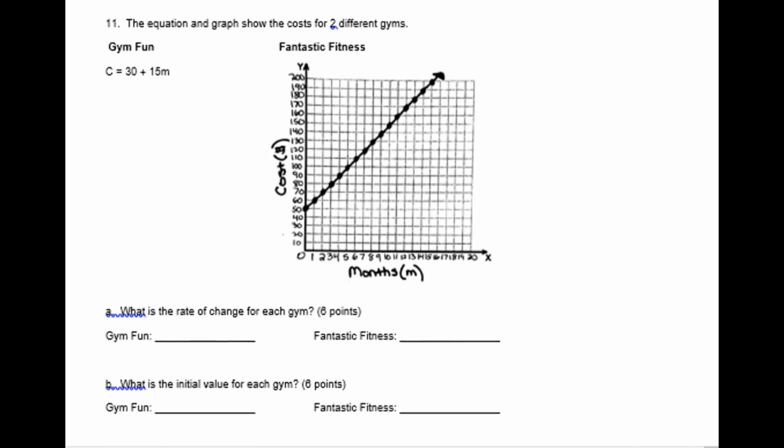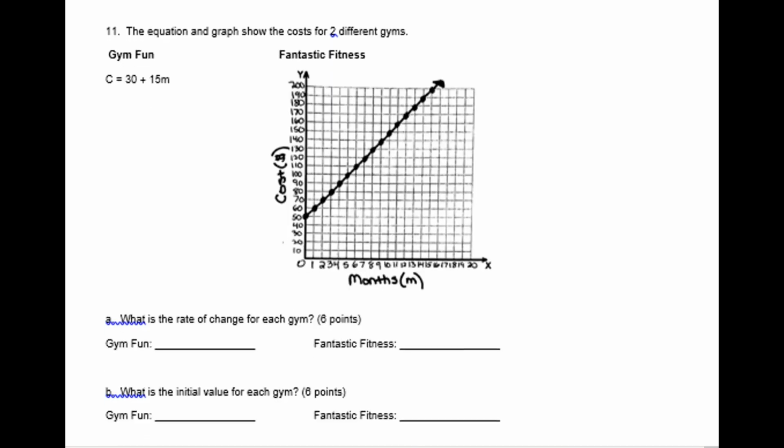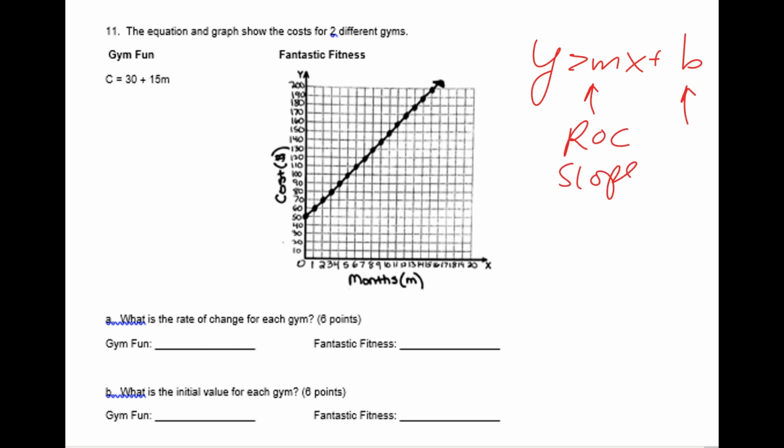The equation graph shows the cost in two different gyms. And so this is in the form of y equals mx plus b. M is your slope, which is your rate of change. B is your initial value, or your y-intercept. M has the variable next to it, b doesn't. All right, so I can rewrite this as y is equal to 15x plus 30 if I really wanted to. It says, what is the rate of change for the gym? The rate of change would be 15 because it's next to the x.